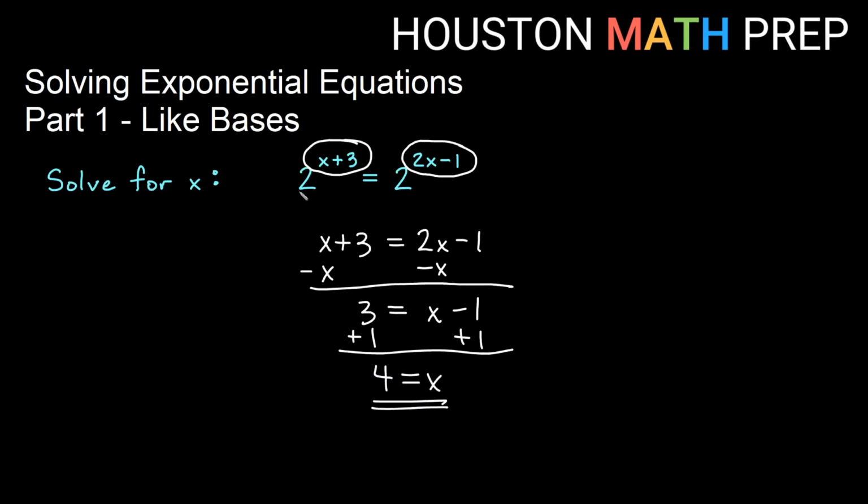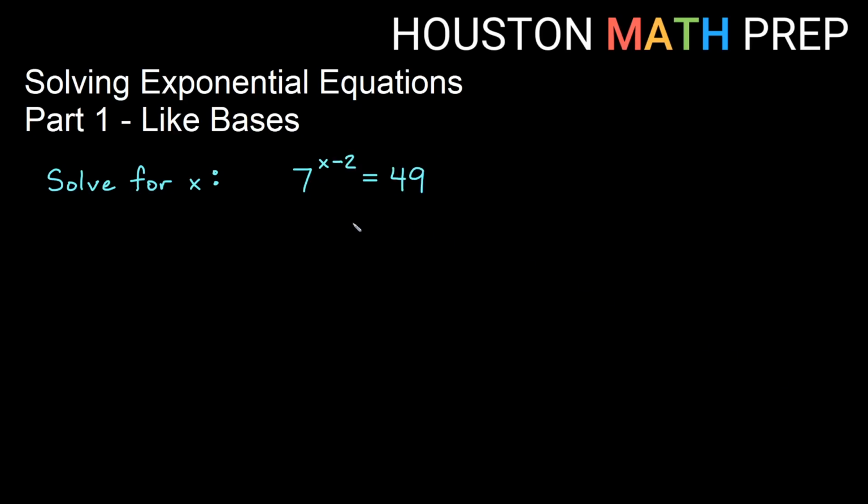So just remember, when we have an exponential equals another exponential, and they're the same base on either side of the equation, and that's all we have, then we can just take the exponents and set them equal to one another and solve those. Let's look here at 7 to the x minus 2 equals 49.